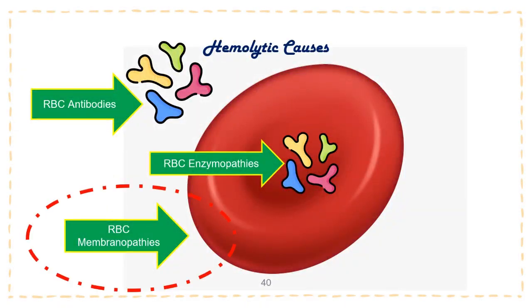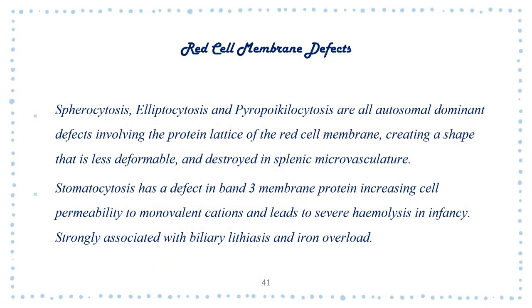Now let's move on to the red cell membranopathies. In red cell membrane defects, the most commonly asked disease, and the most common out of all of them, is spherocytosis. Other causes are elliptocytosis and pyropoikilocytosis. These are all autosomal dominant defects in which there is something wrong with one of the proteins in the red cell membrane. This will make the red cell much less deformable, and it will be easily destroyed in the splenic microvasculature.